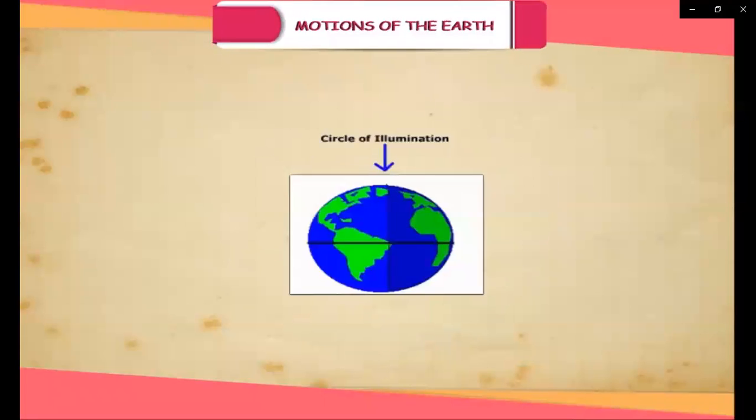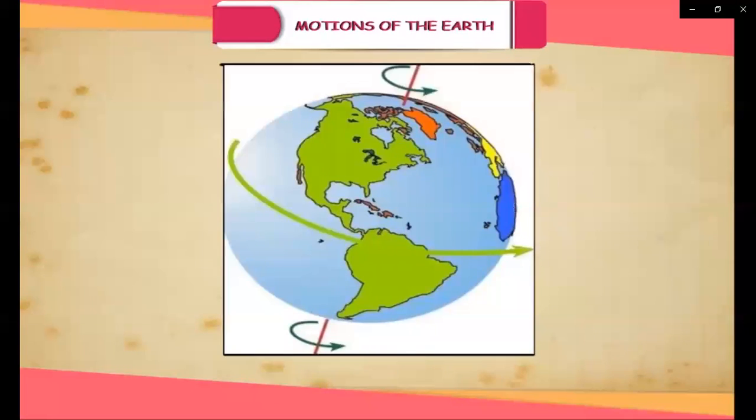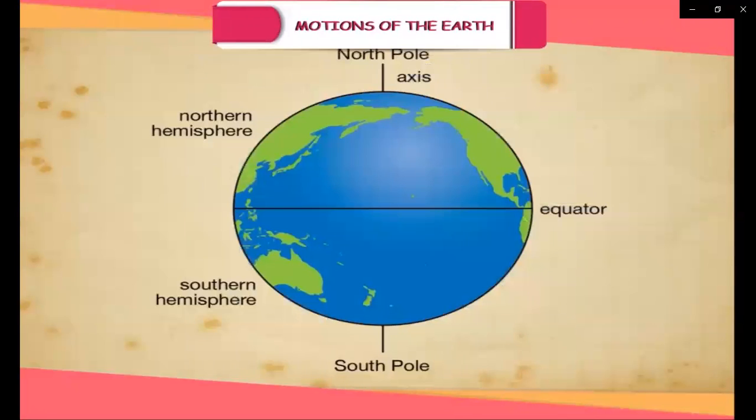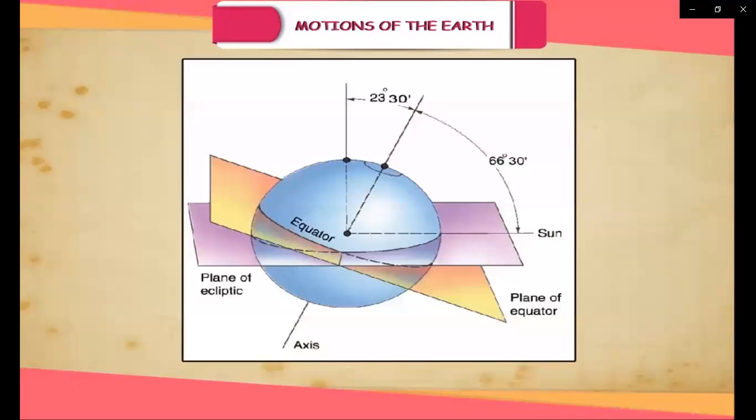Rotation. Rotation is the movement of the Earth that causes day and night. The Earth spins on its axis from west to east. The axis of the Earth is an imaginary line which makes an angle of 66.5 degrees with its orbital plane. The plane formed by the orbit is known as the orbital plane.